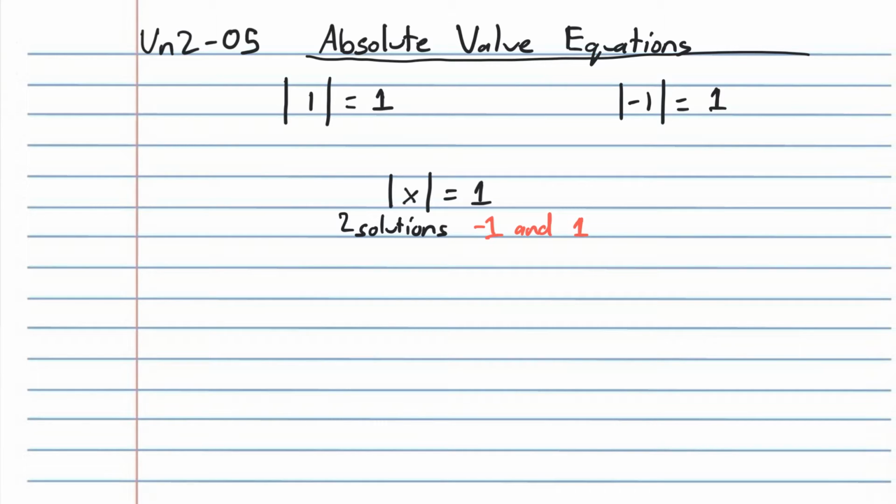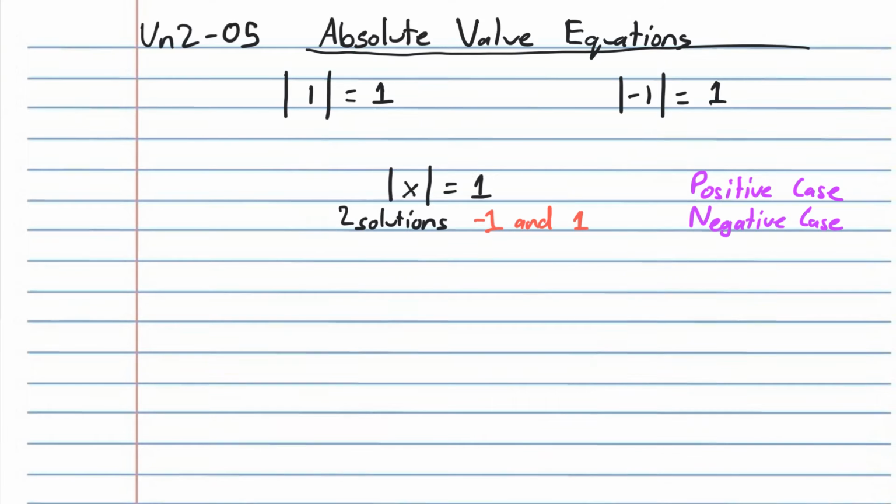So that's the thing you have to be careful of. When you're dealing with absolute value equations, there are two scenarios: there's always a positive case and a negative case. When you're solving an absolute value equation, you have to do both. Other than that, the steps are exactly the same as what we've been doing with solving equations. Let me show you a quick example.